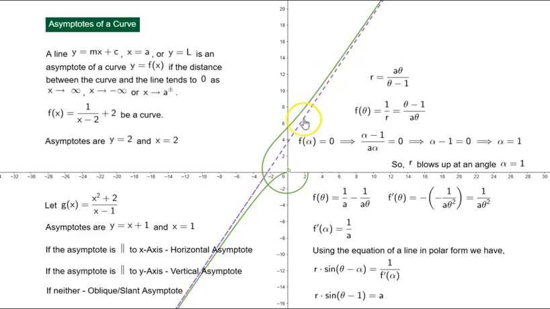So here, if you notice, as x goes to infinity, the curve tends to get closer and closer to the asymptote without actually touching it. Similarly, as x goes to minus infinity, the curve gets closer and closer to it without actually touching it. That was asymptotes of a curve.